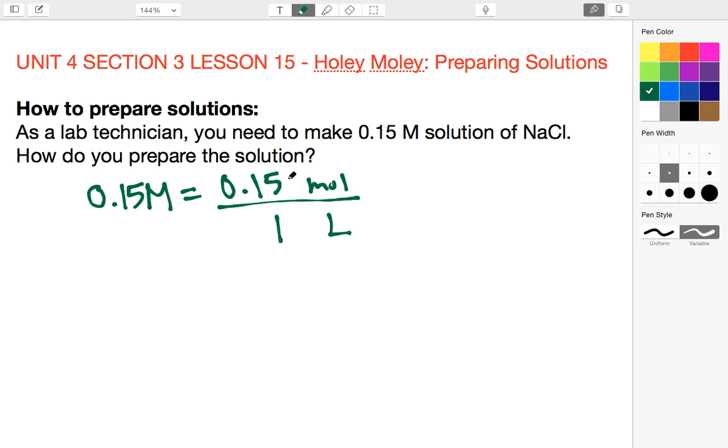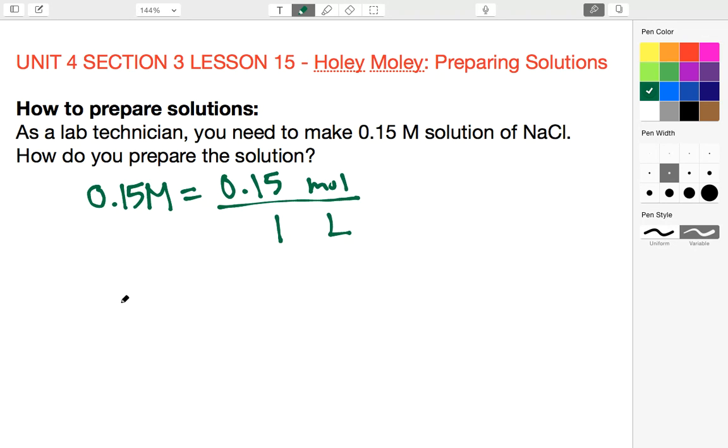So I also need to know that a mole is a number, right? It's 602 hexillion of something. So if I take 602 hexillion times 0.5, that would be 0.5 moles. It's kind of ridiculous if I had to count out 0.15 times 602 hexillion of NaCl. So an easier way is to figure out how many grams this number is.